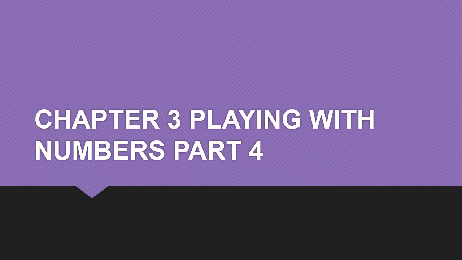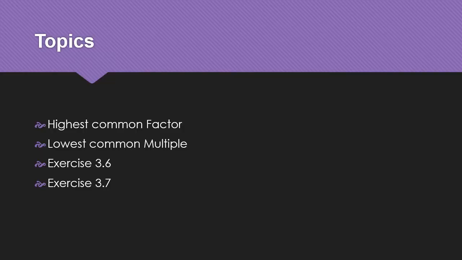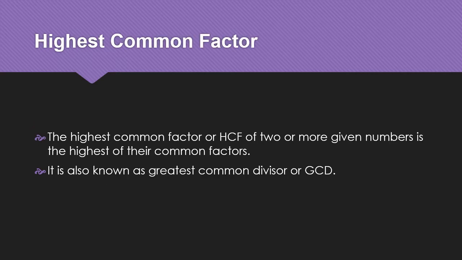Today we are going to learn part 4 of chapter number 3, Playing with Numbers. The topics that we will cover in this class are highest common factor, lowest common multiple, exercise 3.6 and exercise 3.7. What is highest common factor or HCF? The highest common factor or HCF of two or more given numbers is the highest of their common factors. It is also known as greatest common divisor or GCD.